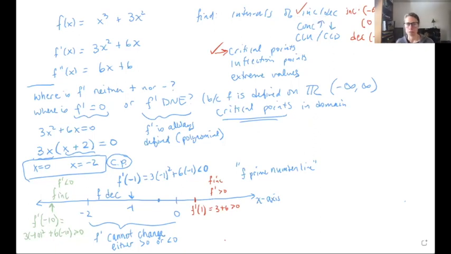Okay, so all the work that we did for critical points and increase and decrease, we can apply that directly to the second derivative instead of the first derivative, and we'll get all the concavity stuff kind of for free.